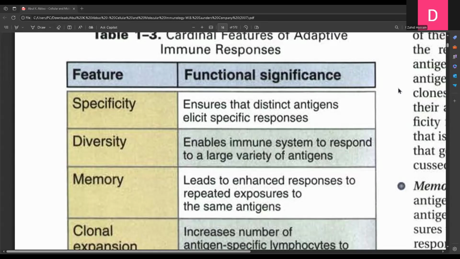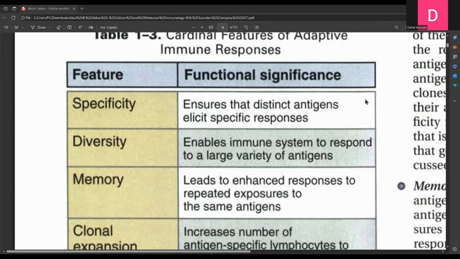Hello, students. Today our topic of discussion is the attributes, or cardinal features, of the adaptive immune response. The first feature of the adaptive immune response is specificity, which ensures that distinct antigens elicit specific responses. In it, we see that a specific antibody will be produced against specific epitopes.